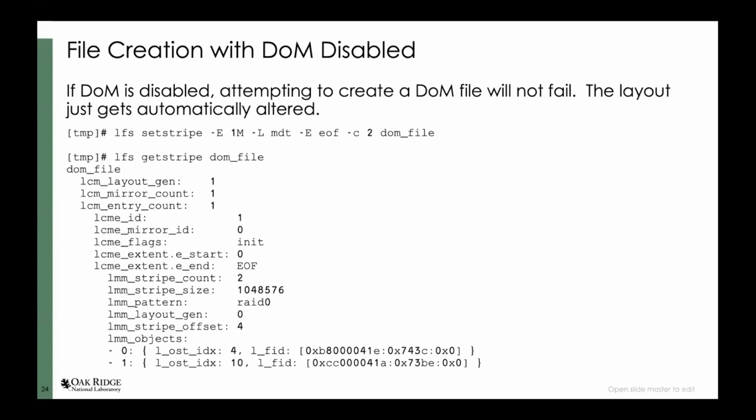If DOM is disabled and you attempt to create a DOM file, you should note that it will not fail. The layout just gets automatically altered. In this case, trying to create one here, you'll notice that I tried to put a megabyte on the MDT and then create a stripe count 2 for the rest of it. And since DOM was disabled, it basically just ignored that and it started the file at 0 until the end of the file. It's all just stripe count 2 the whole way.